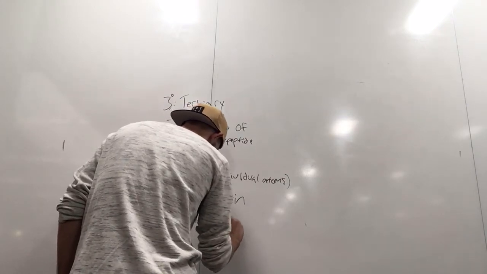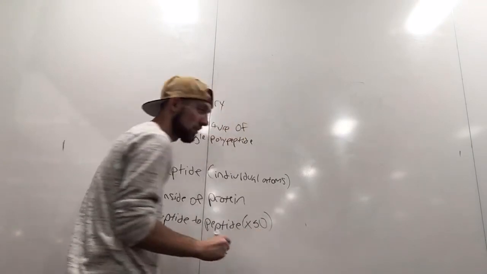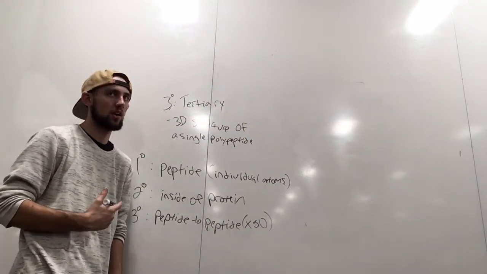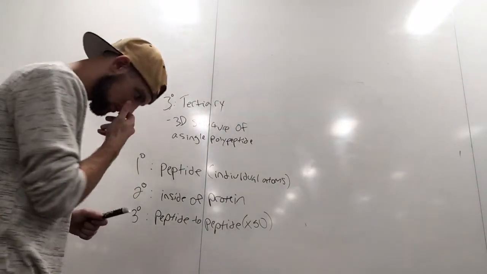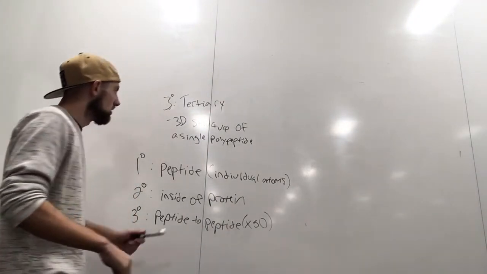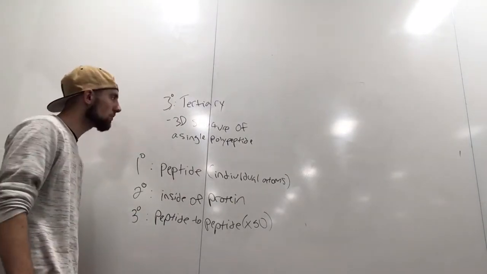And by the way, I'm going to write times 50, just to remember that it's a polypeptide, and polypeptides have 50 or more amino acids. So now we've talked about tertiary. Well, you're like, well, one step up. That's right.